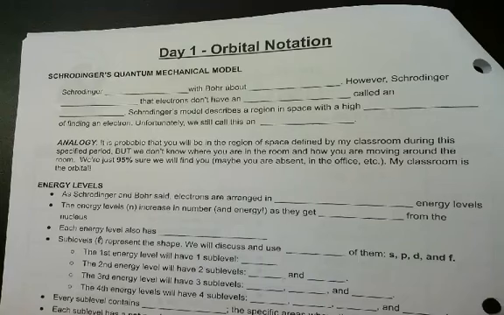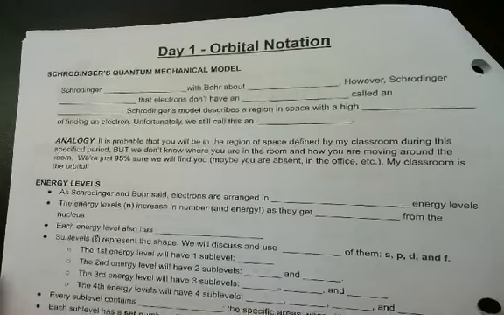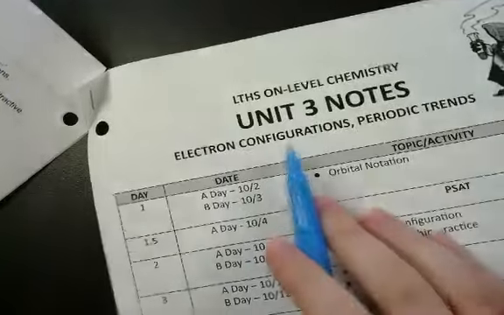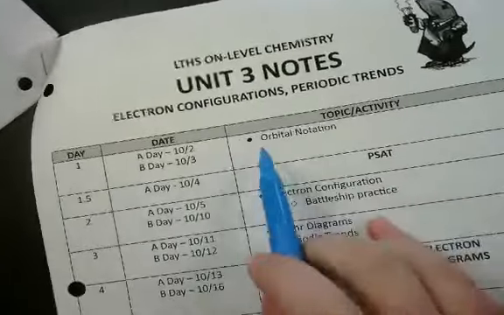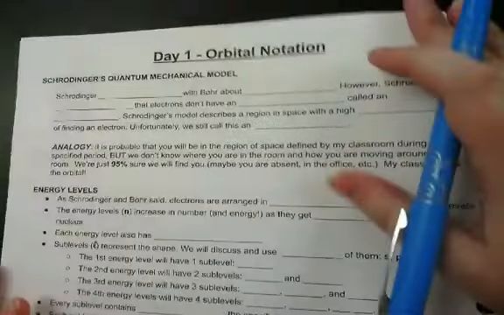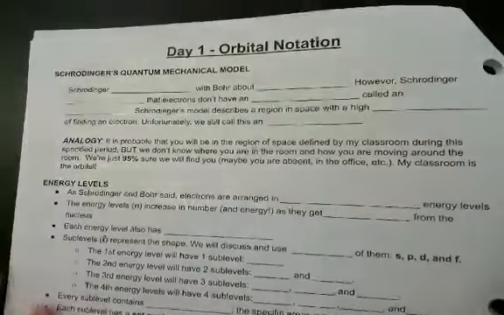Welcome to day 1 of your Unit 3 notes for chemistry. We are going over electron configuration and periodic trends this unit. Today we are focusing on orbital notation, so how to write orbital notation, and some of that background information we need in order to write that orbital notation as well as electron configuration.